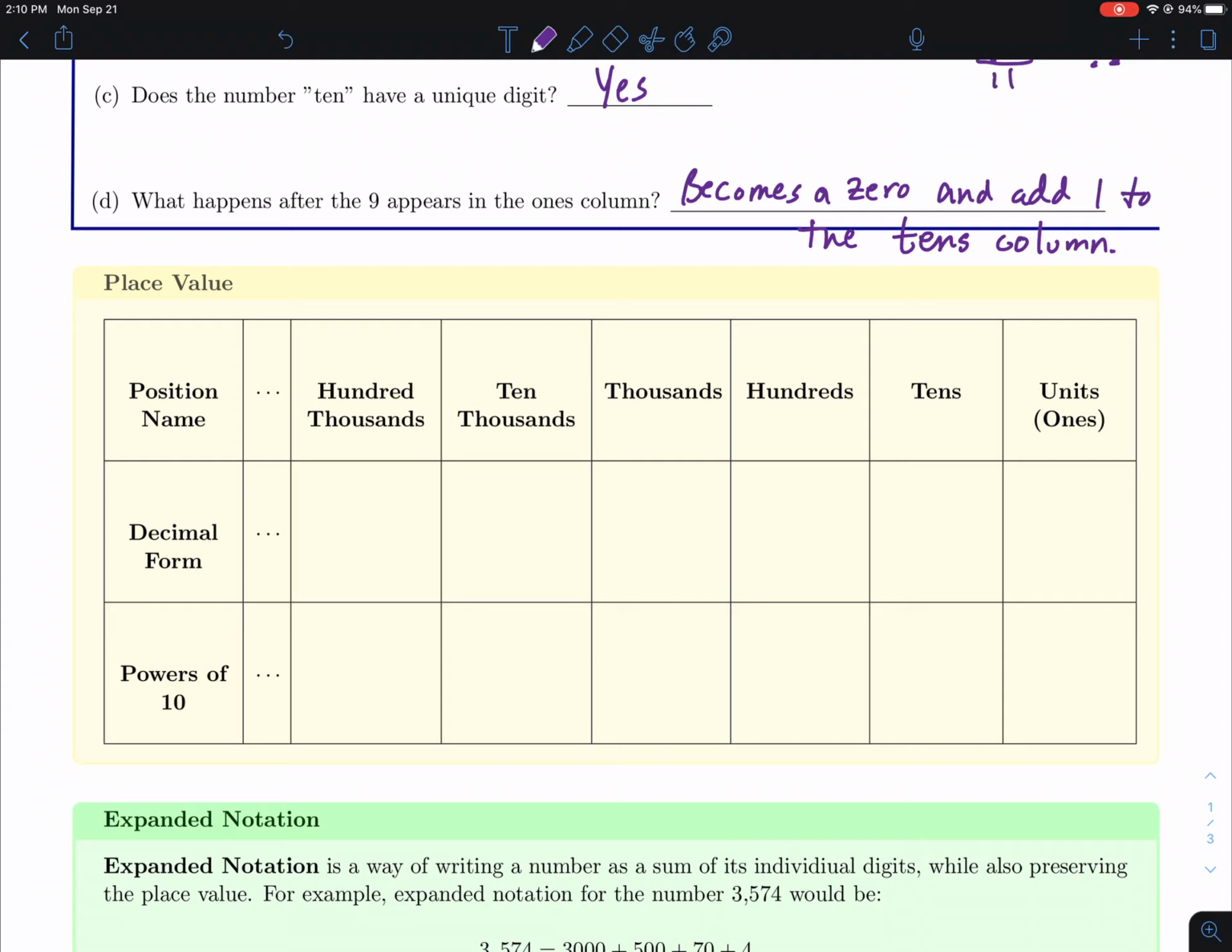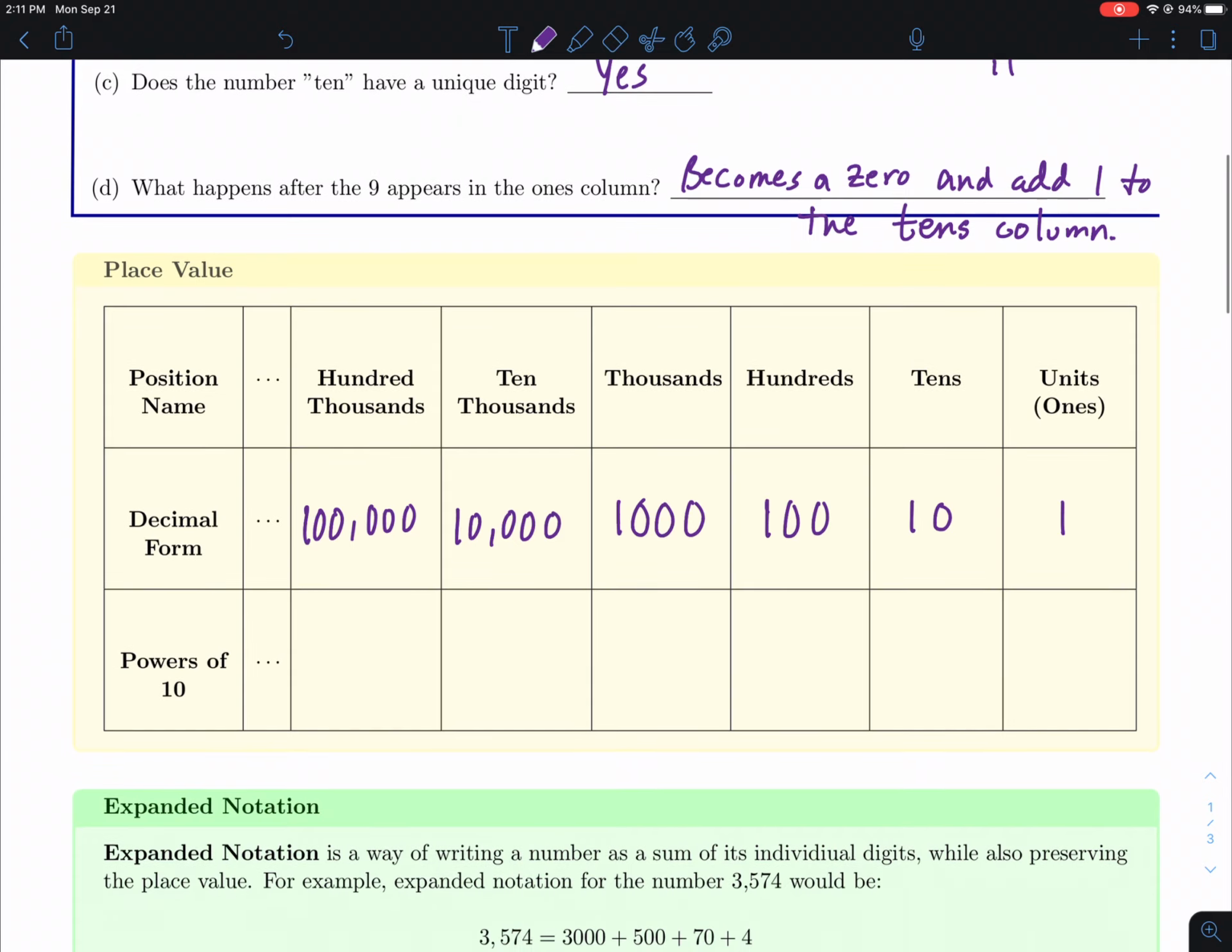All right. Just to give you an idea of our different positions here, we've got our hundred thousands, ten thousands, thousands, hundreds, tens, and ones. In our decimal form, 1 is just plain old 1. In our tens form, this is just going to be 10. Our hundreds form would be 100. Thousands would be 1,000. Ten thousands would look like 10,000. And then 100,000 would look like that.